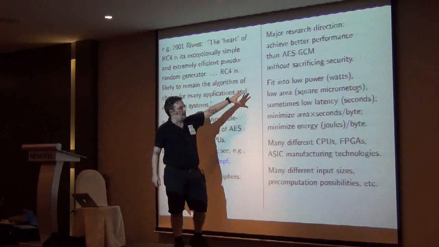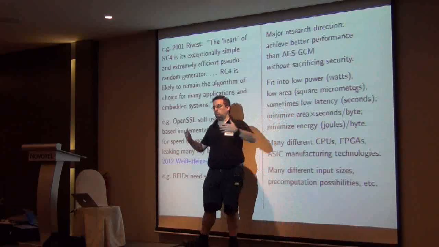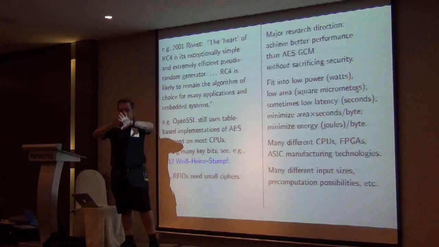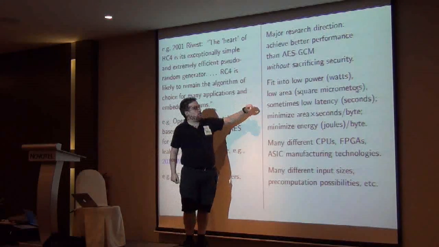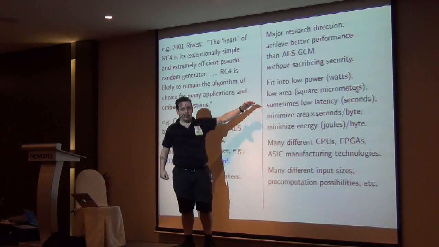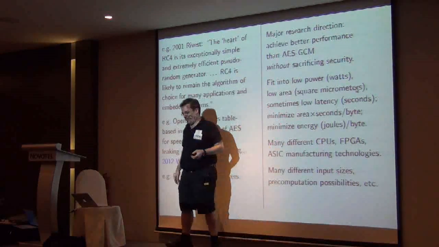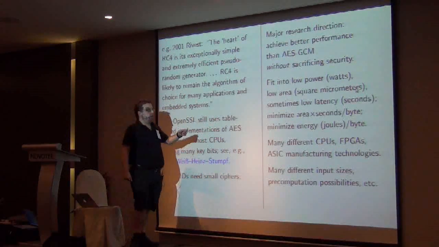There's all sorts of fundamental constraints on what the users want, like they want the power to be smaller, some limit on how much power they can feed into the cryptographic circuit, so they can't do an incredible amount in parallel. There's often limits on area. There's often limits on latency, the amount of time that you can spend, maybe microseconds instead of seconds, but some limit on the time until you get your encrypted, authenticated data.